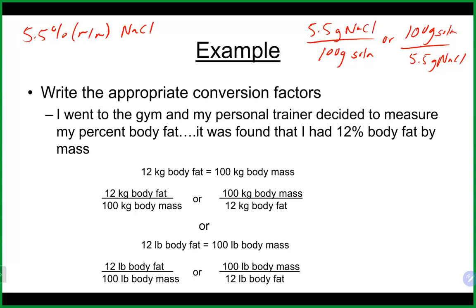So very commonly in chemistry, we have things that are given to us in percentages. We need to convert those into usable conversion factors. Again, assuming 100 is a good way to do that. Any questions on that there?